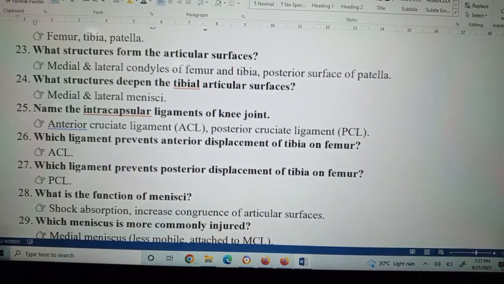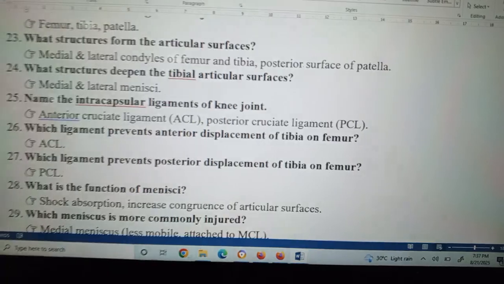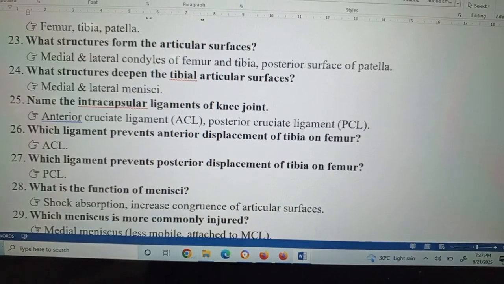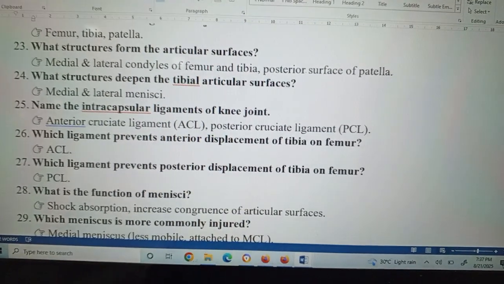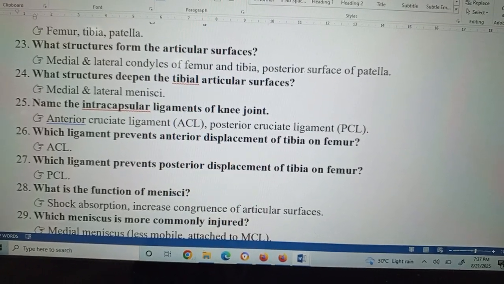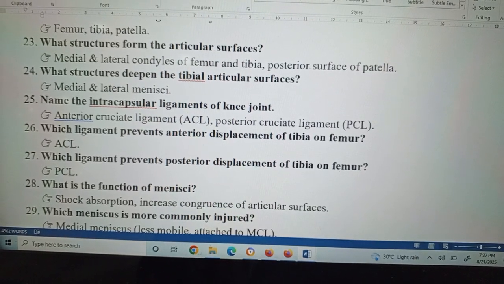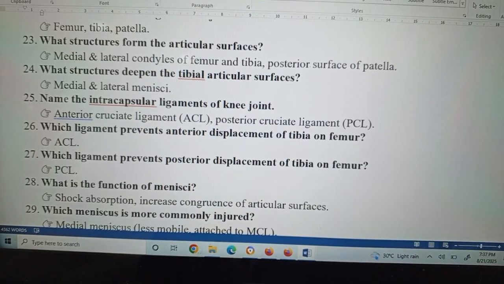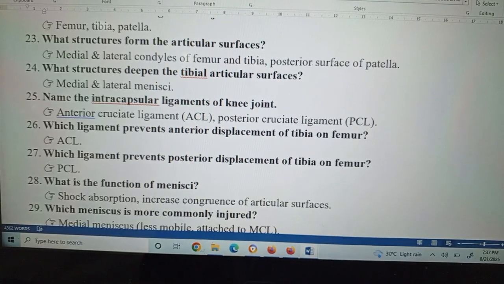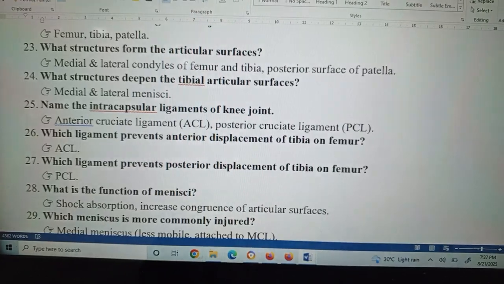Which ligament prevents anterior displacement of tibia on femur? The anterior cruciate ligament. And which ligament prevents posterior displacement of tibia on femur? This is the posterior cruciate ligament. It is a very, very important question that is asked in the viva, and please do not get confused. Anterior displacement of tibia on femur is prevented by the anterior cruciate ligament, and posterior displacement of tibia on femur by the posterior cruciate ligament. If the question is asked the other way around, the answer will be different.